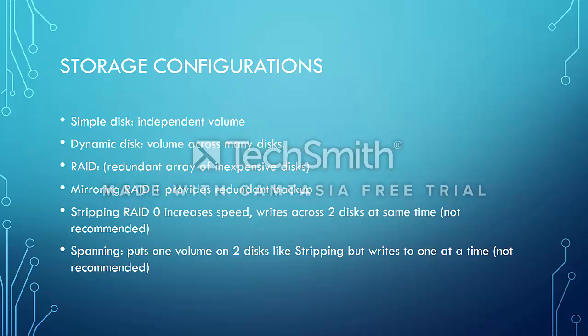Then there's different storage configurations you can use. There's simple disk. Then depending on how many disks that you have, you can enable different RAID functions. There's mirroring, where what's written to one disk is written to another, so you provide redundant backup. There's striping, which writes to 2 disks at once, which increases speed. And there's spanning, which writes to 2 disks, but one at a time. Both spanning and striping are really risky and not recommended, because if one disk fails, then the entire drive fails.